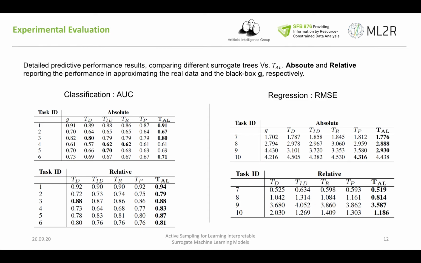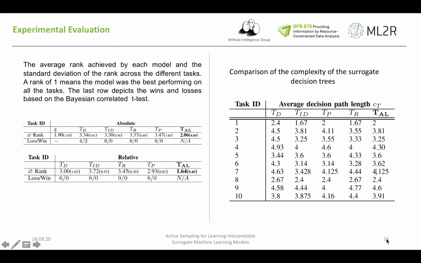This is an overview of the detailed predictive performance results comparing our decision tree to the remaining baselines, absolute with reference to the performance in approximating the real data, and relative with reference to the performance in approximating the black box model G. You can see that our method achieved higher ROC than the remaining methods in terms of absolute and relative performance, and a lower root mean square error for regression tasks. We have also computed the average rank achieved by each model.